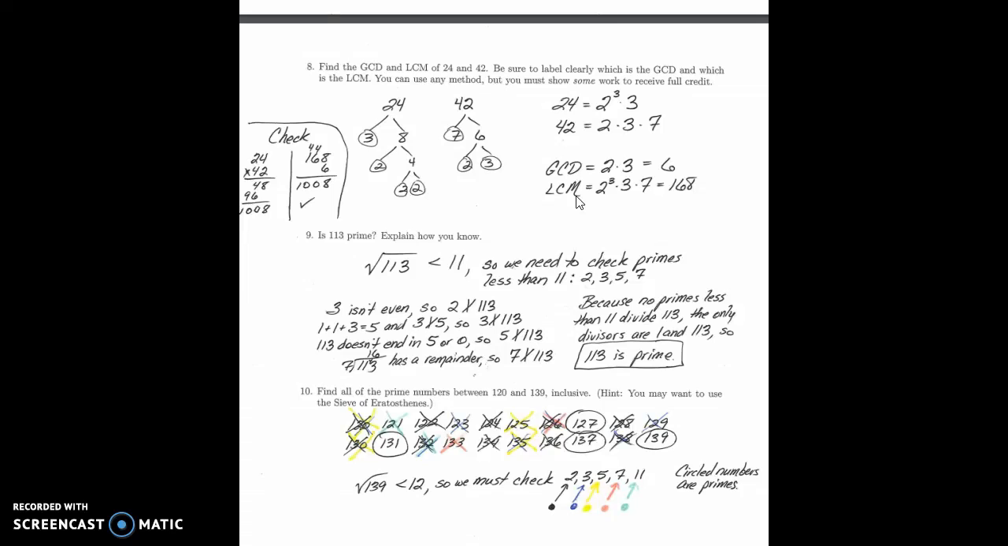Our LCM is the opposite process. We want to make sure that we're a multiple of both numbers, so we need the highest power of each prime. So in this case it would be 2 to the third. We'd still have 3 to the first, and we'd want 7 to the first as the highest power of 7. Multiply that out, you get 168. You can check your answer by multiplying the original two, 24 and 42. That would give you 1008. And multiplying your GCD and LCM would also give you 1008. Those two should be the same number. If they're not, go back, something along the way was a miscalculation.